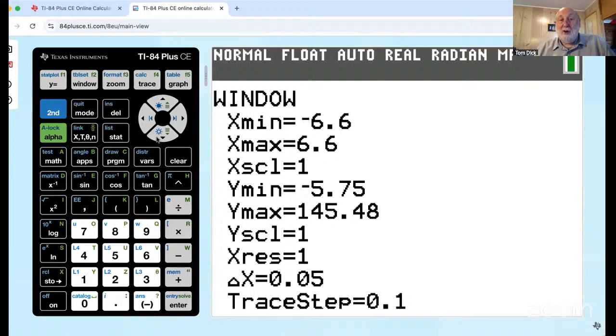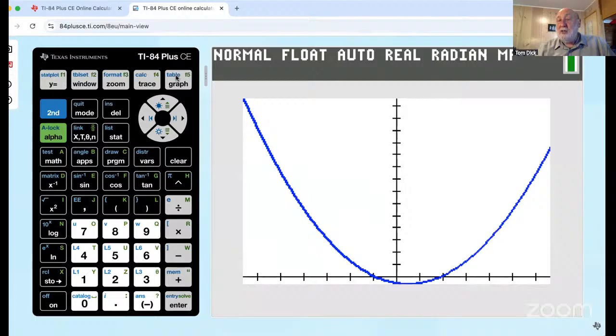So what I'm going to do is go ahead and change the Y scale. I think I'll change it to 10. Could even use 20. Graph that again. Okay, now those little hash or tick marks on the Y-axis, each are worth 10 units. So we get a pretty good feel for this. That looks pretty nice. Great.